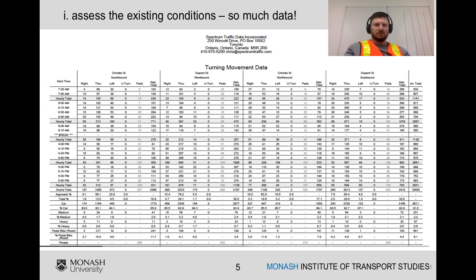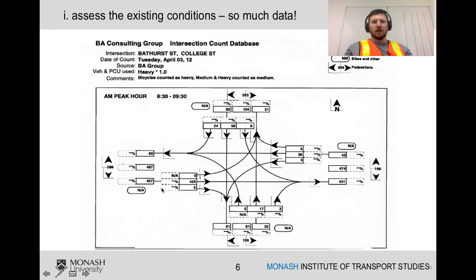I've gone out and I've done the traffic counts, so I have this ginormous amount of data. This is the sort of thing that you get from a traffic count survey: lefts, rights, throughs on the various streets. There are definitions by whether it's this type of car or a heavy vehicle. Is it a truck or not? Is it a bicycle? There are counts of pedestrians. There's just so much data.